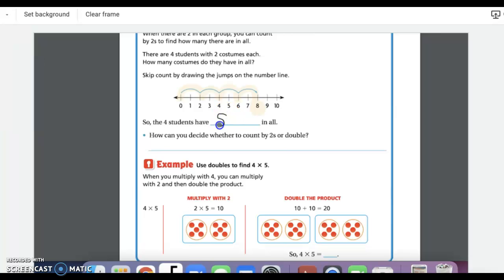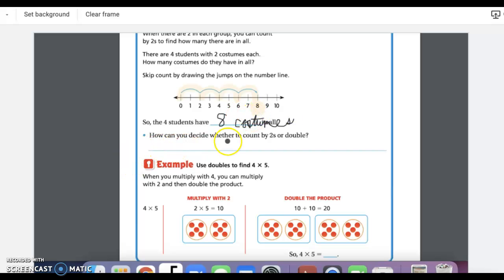Have 8 costumes in all. I can't fit costumes in there. Can you fit costumes in there? We got to label our answer. Costumes. Whoops. 8 costumes in all.